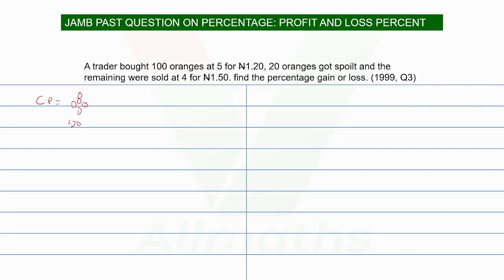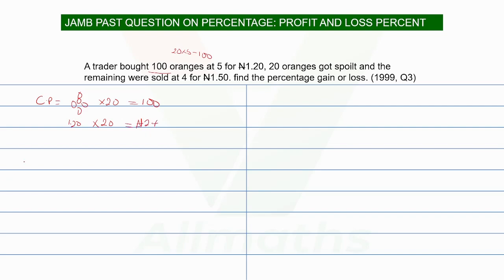So how many of these sets did this trader gather to arrive at 100? Obviously, he must have gathered 20 of this set, because 20 times 5 gives us 100. So that means he gathered 20 of these groups of 5 to arrive at 100, meaning that he must have paid 1 naira 20 kobo 20 times to arrive at the cost price, which is 24 naira.